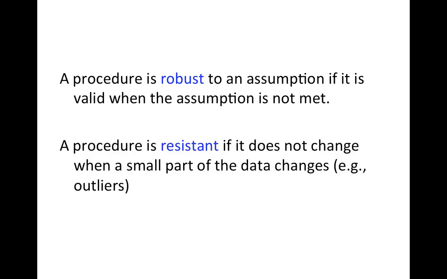Here are two terms that we'll use. Robustness means that a procedure, such as a t-test, still works, even if the assumption isn't true. So we have a procedure that's robust to an assumption if the procedure works regardless of whether the assumption is true. Very similarly, a procedure is resistant if the answer you get is the same if you change a small part of the data. So if you all of a sudden have an outlier, the overall answer won't be influenced if a procedure is resistant.